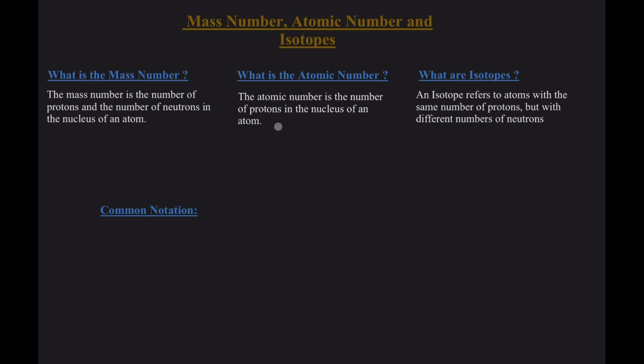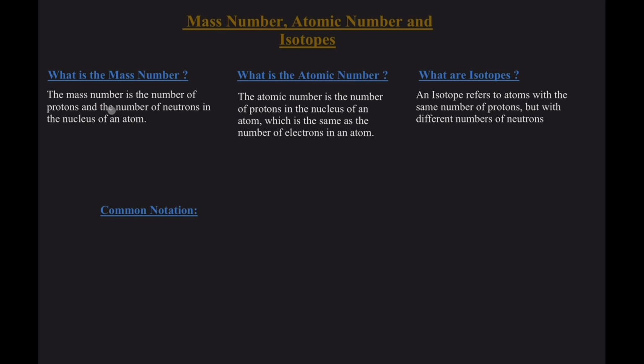Another thing we mentioned in the previous video is that the overall charge of atoms is zero, and that's because the number of protons in an atom is equal to the number of electrons in an atom. Since the overall charge of an atom is zero, this means that the atomic number not only tells us the number of protons, it also tells us the number of electrons in an atom, which is the same as the number of protons in the nucleus of an atom.